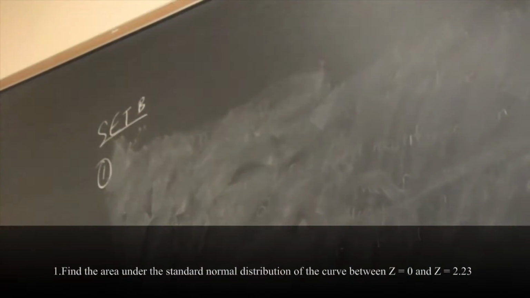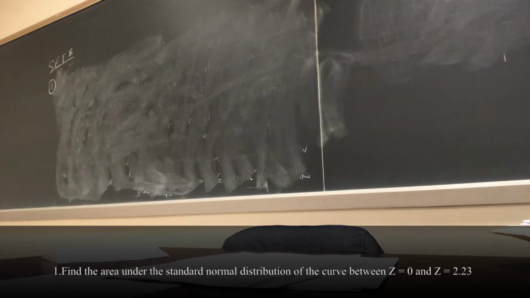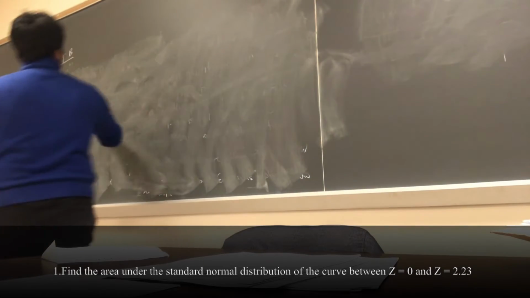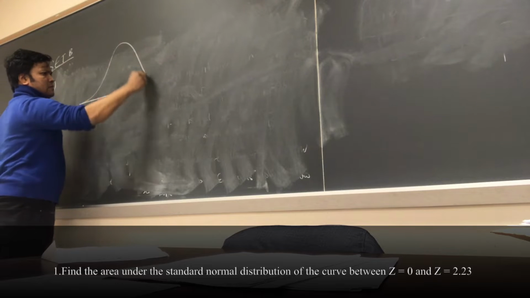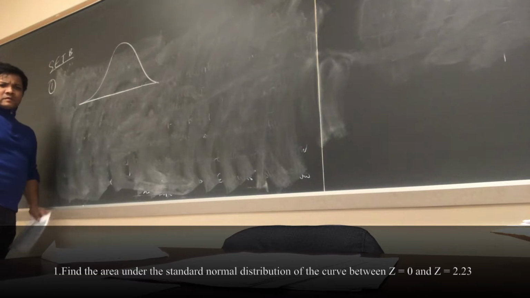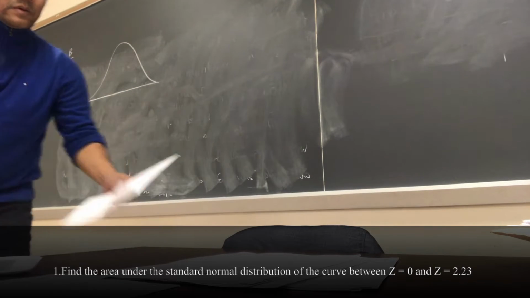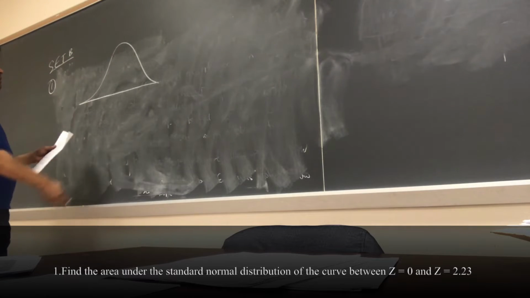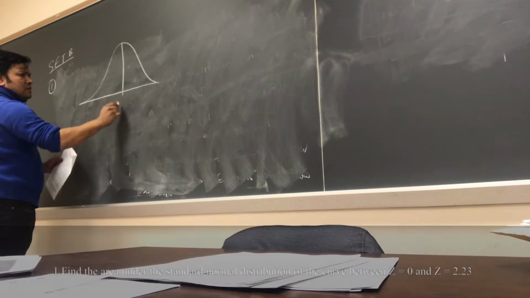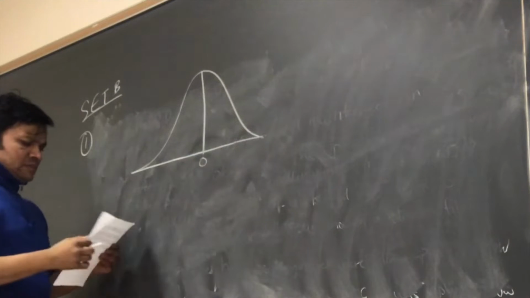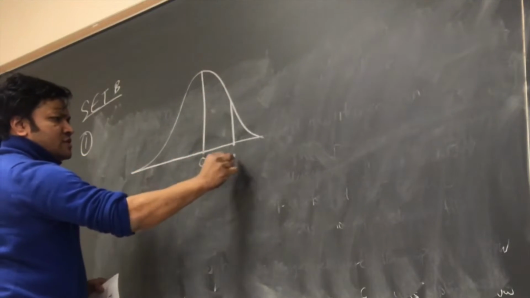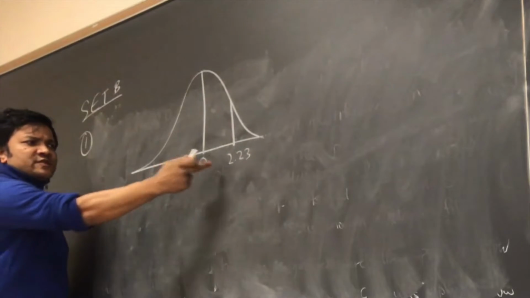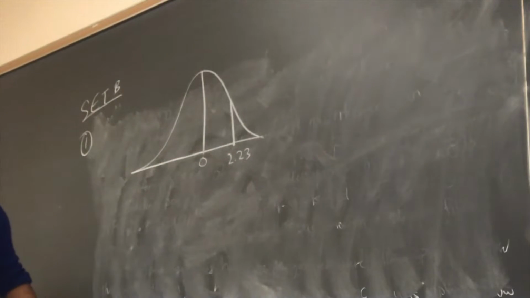Number 1. Can you read it? Find the area under the standard normal distribution curve between z equals 0 and z equals 2.23. So z equals 0, z equals 2.23.